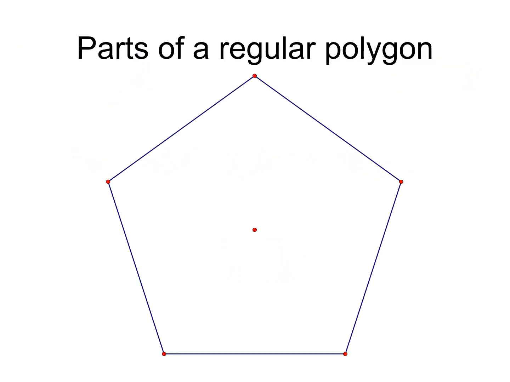So before we can find the area of a regular polygon, we should probably talk about what a regular polygon is. A regular polygon is a polygon that has equivalent sides or congruent sides. So sides that all have equal lengths. So that would be a side.